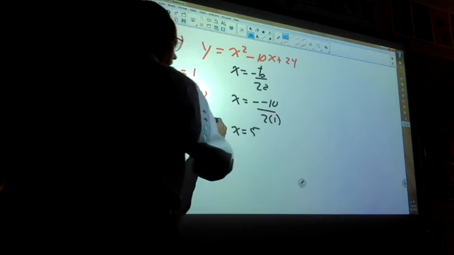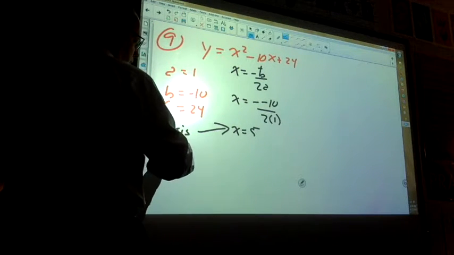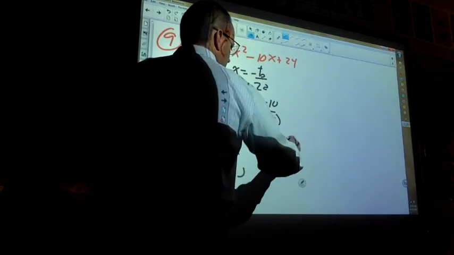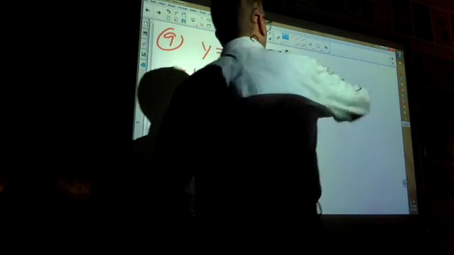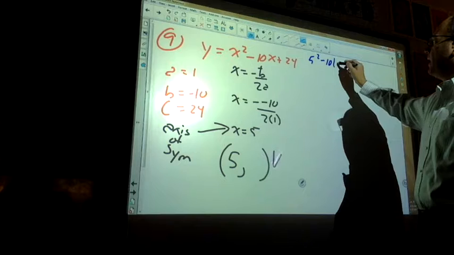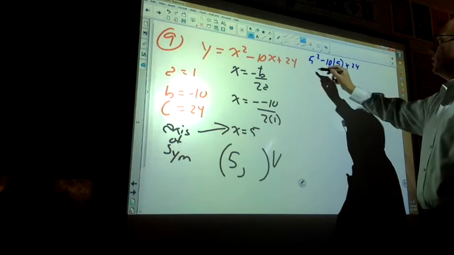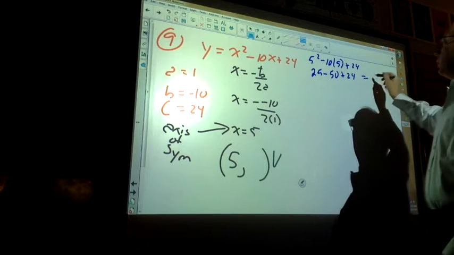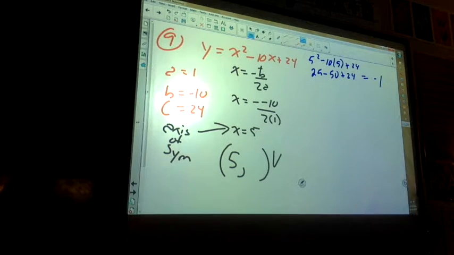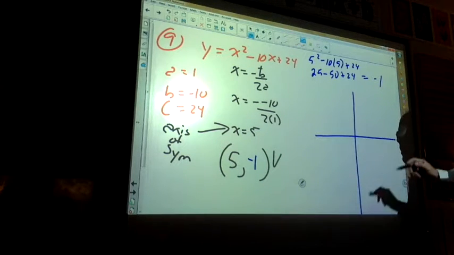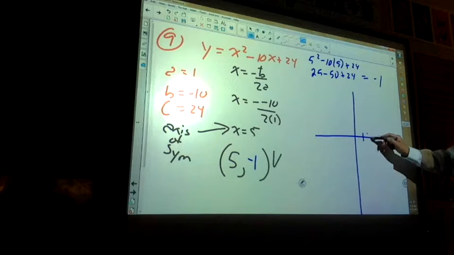So that's my axis of symmetry. It's also the x component of my vertex. How do I find the rest of my vertex? Plug it in. So I'm going to get 5 squared minus 10 times 5 plus 24. So that's 25 minus 50 plus 24. So that equals negative 1, I believe. Is that all right? So I have 5, 1, 2, 3, 4, 5, negative 1.